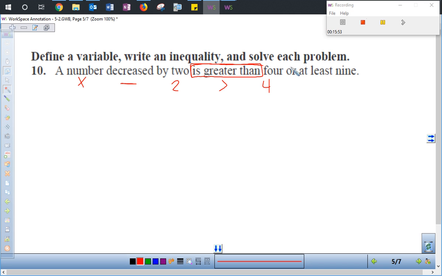But then it has the word or, so it really means we're going to be working with two inequalities. Now notice what comes after the word or is just at least 9.